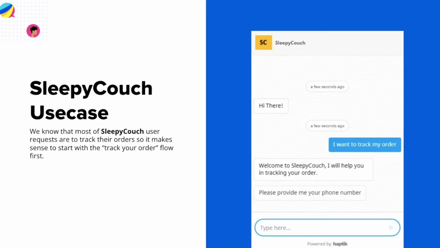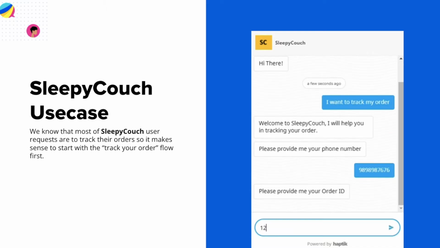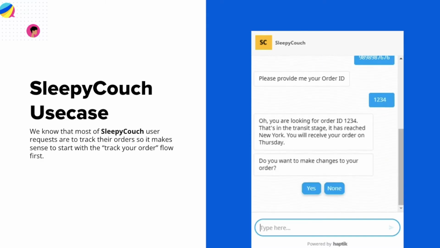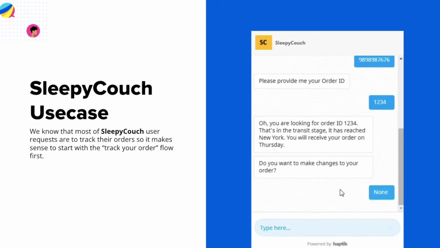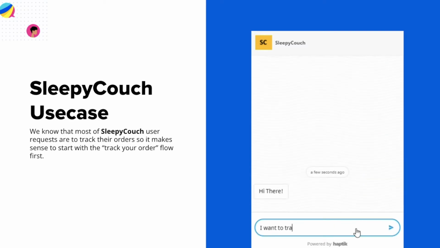Let us start with laying out our use case requirement first. We will take an imaginary firm called Sleepy Couch and will help our friends there to create a conversational experience for their customer support. We know that most of Sleepy Couch user requests are to track their orders, so it makes sense to start with the track your order flow first.